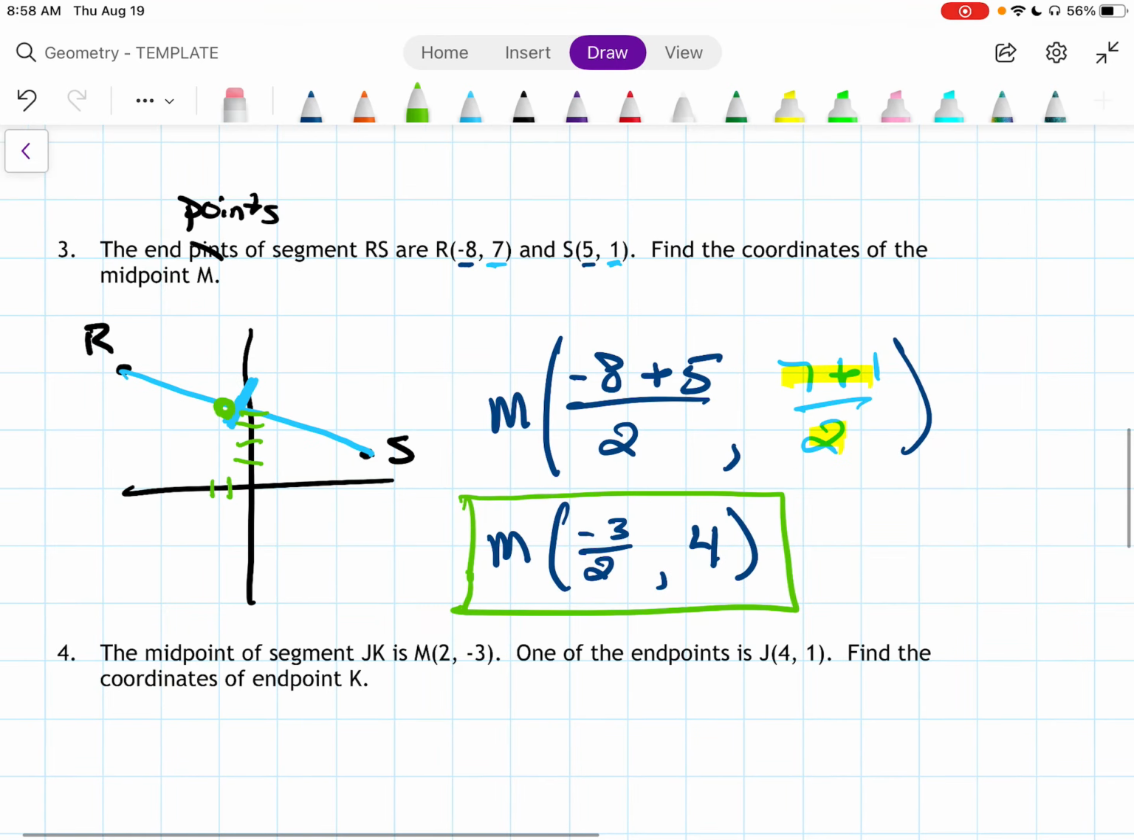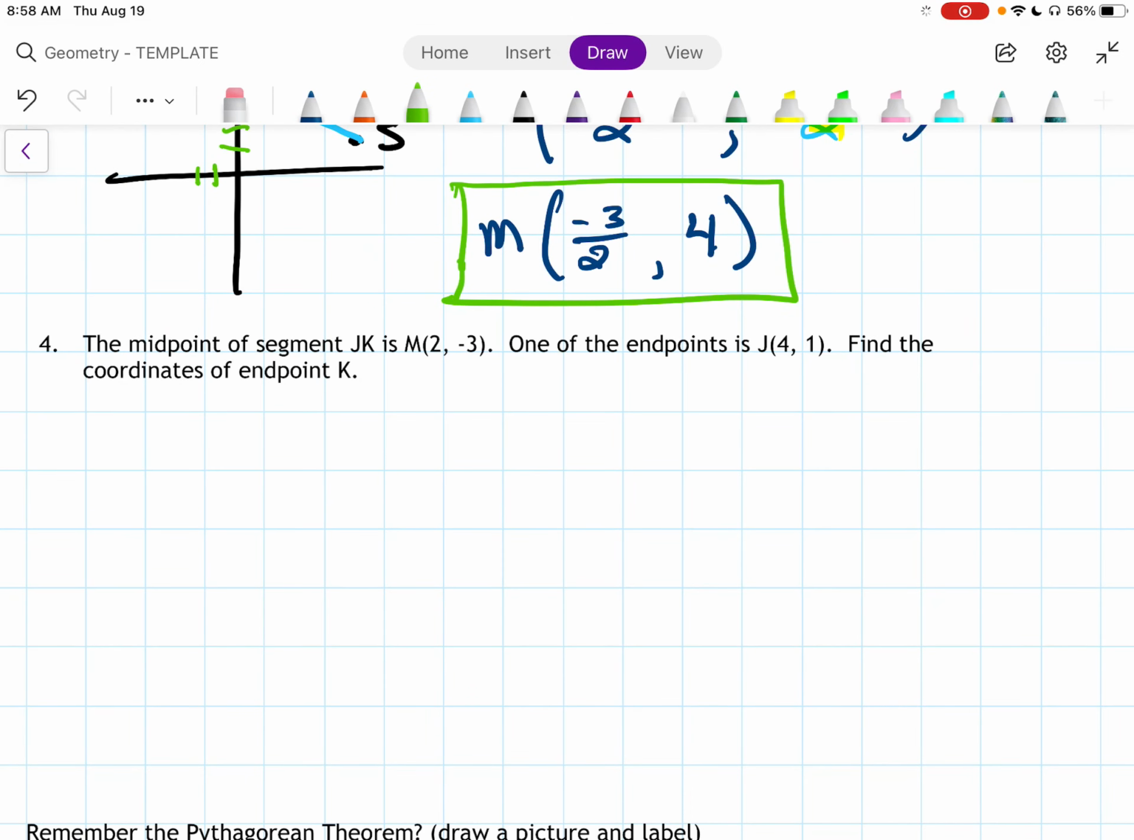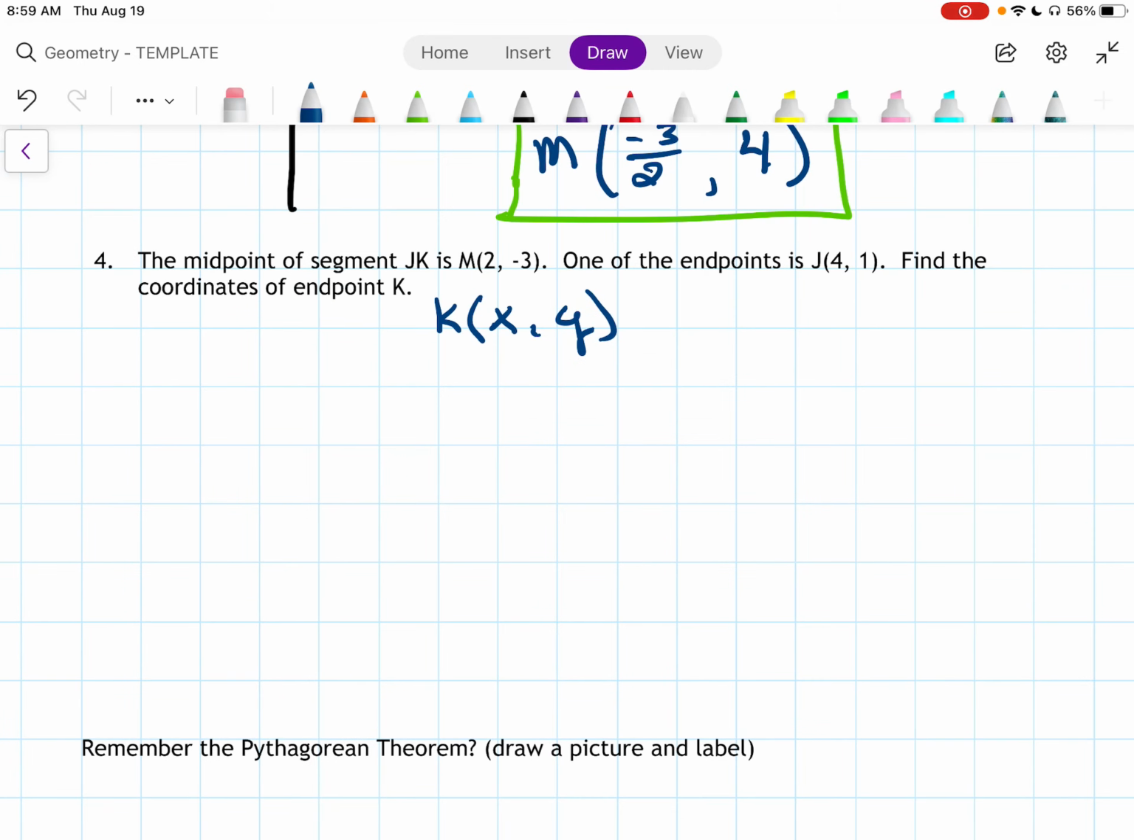Number 4, the midpoint, let me give some more space. The midpoint of segment JK is M2, -3. One of the endpoints is J4, 1. Find the coordinates of K. So what I'm going to do here is I'm going to say, well, K, we'll say that you are just plain old X, Y. Okay? We're going to have to find X, and we're going to have to find Y. Let's draw a rough sketch of what we think this is going to be.